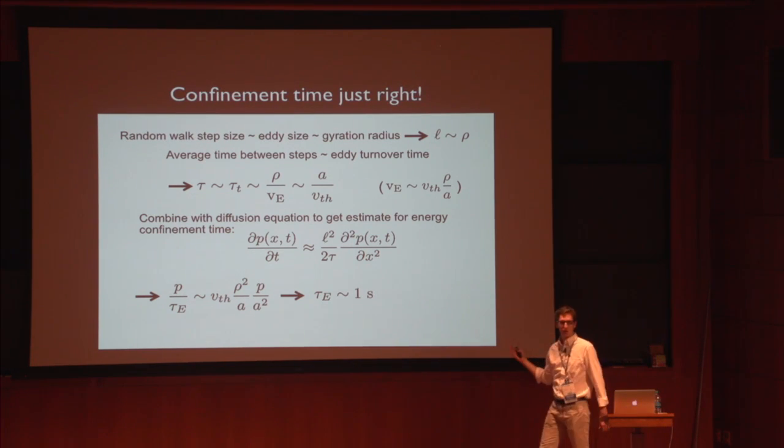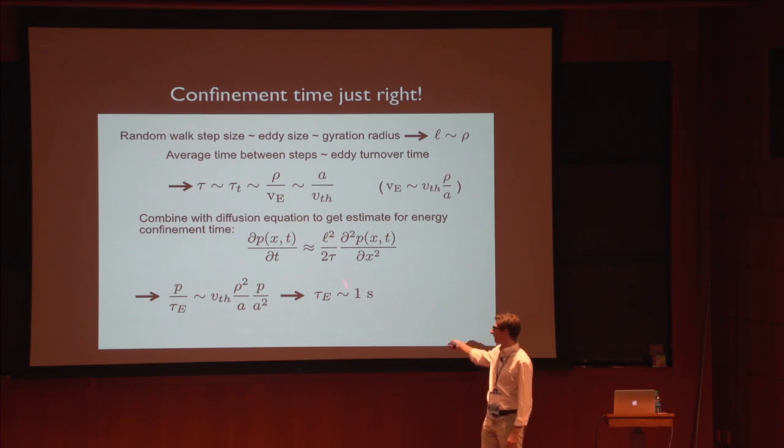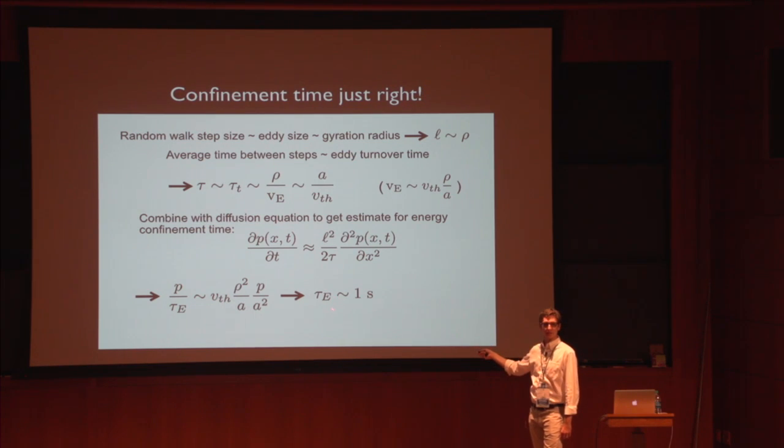So we're just on the borderline with this turbulent transport of getting the confinement time that we need to make fusion work, right? And so a lot of the effort that we put into things is trying to make sure it's on the right side of this 1 second and not below 1 second.